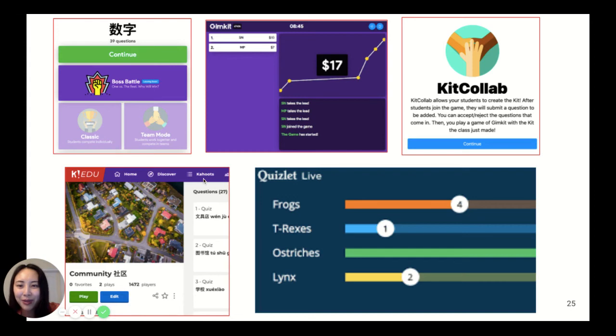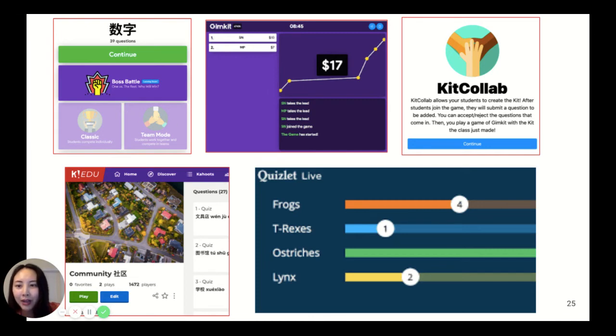And also when we do interactive games, we use Gimkit a lot, also use Kahoot, Quizlet Live, depending on the mood or the certain group of my students. So what do they want to do? They have the options there for them.